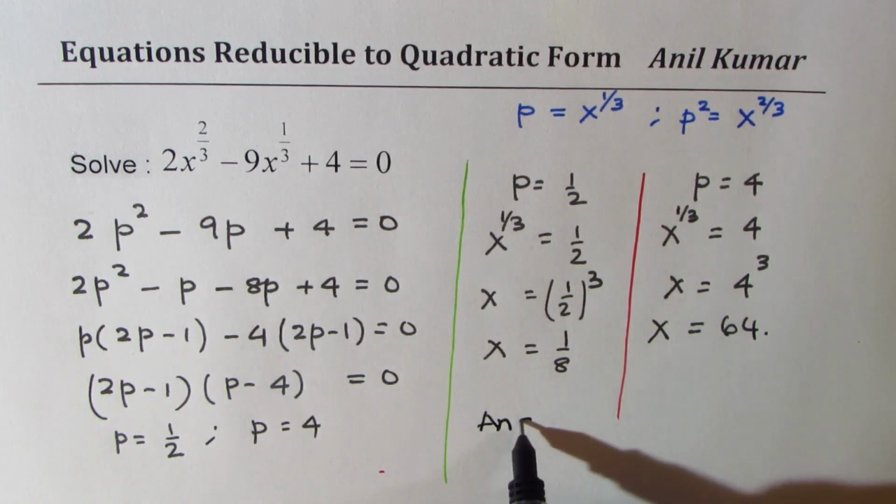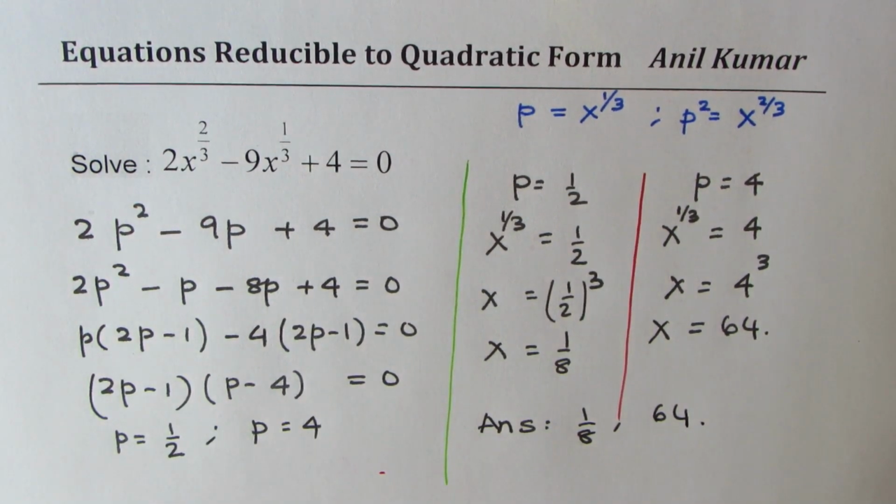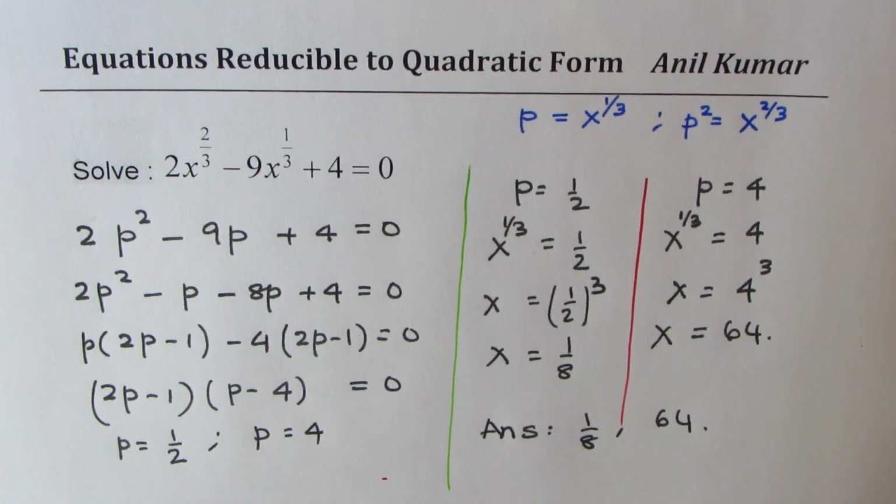So we get two answers. One is 1 over 8. The other one is 64. Clear? So that is how we should be doing it. So let's take up the next question now.